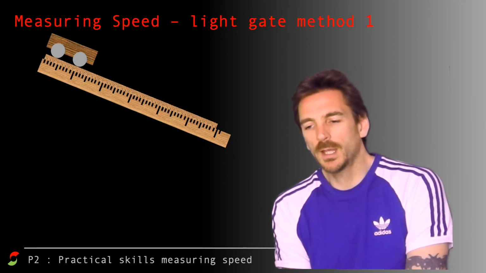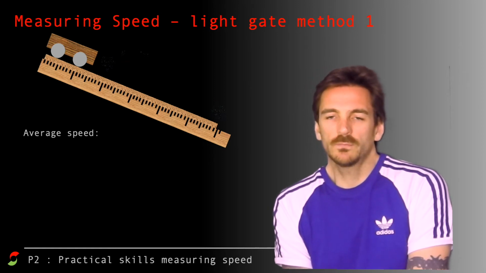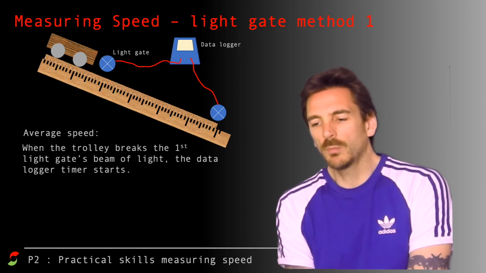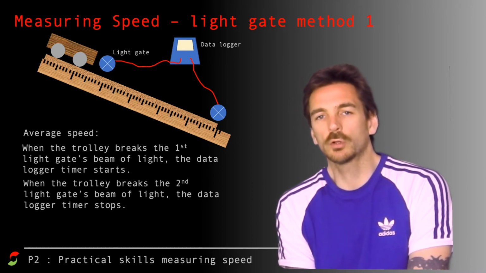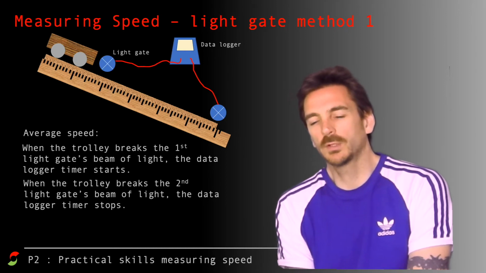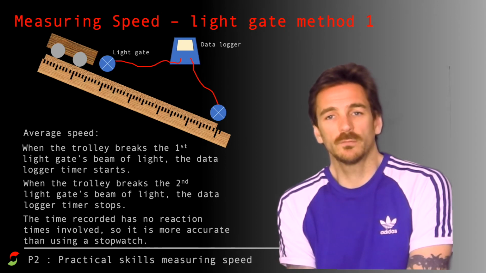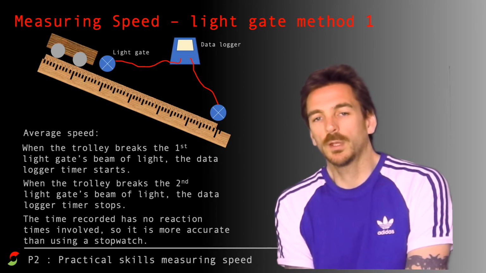So let's have a look at a light gate method for measuring speed. We're going to look at average speed. For this one, we're going to use 2 light gates, and we're going to attach them to a data logger. What's going to happen is that the trolley is going to break the first beam of light and start the stopwatch that's attached to the data logger. The data logger will record the time until the second light gate is broken. Then the data logger has recorded the time between those 2 light gates. And there's no reaction time involved, so it's going to be far more accurate than just using a stopwatch.